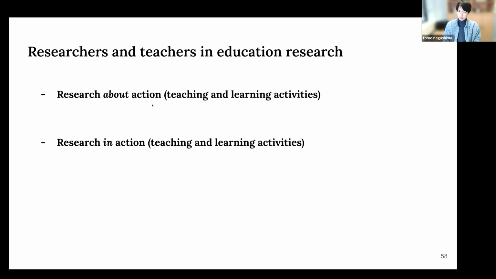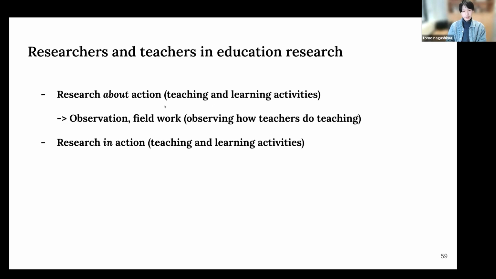One is research about action. Action in this sense means teaching and learning activities. So you can imagine that as a researcher, you do research on how teachers do certain teaching or how families interact with their kids at home. And in this case, you do observation or field work, observing how they do their activities. And here, you're more like an invisible person. You're maybe sitting at the corner of the classroom or at home and trying to observe what they do. You don't really want to interact or intervene or influence anything. So this is research about action.